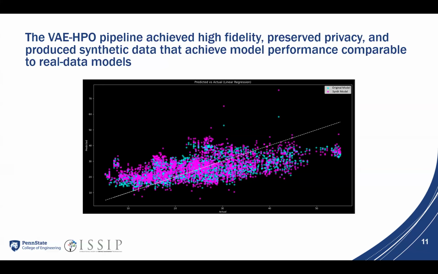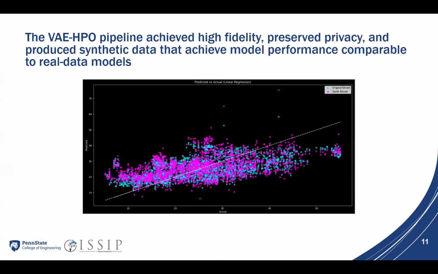Second, privacy was a complete success. Across all data sets, the pipeline generated zero duplicates of the original data, and every synthetic record had a non-zero nearest neighbor distance. This confirms that the synthetic data is fully anonymous and does not leak identifiable information.